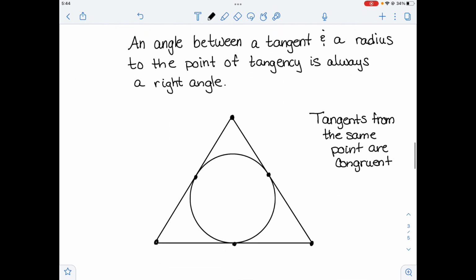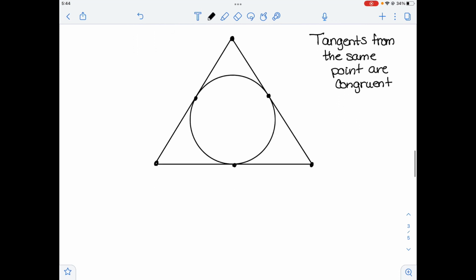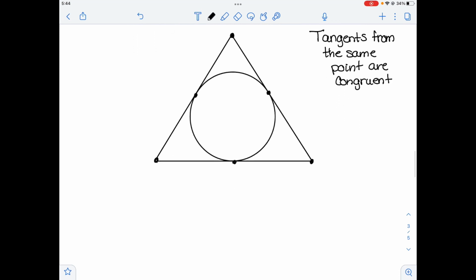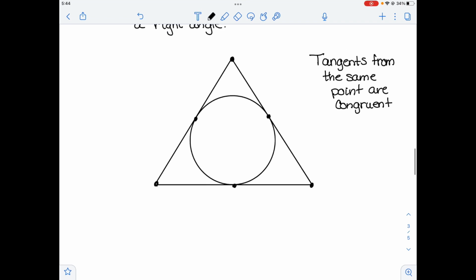Another thing you need to know is when we have a circle that's inscribed inside of a triangle, if the tangents come off from the same point, you're going to have congruent sides. So, for example, I'll use a different color here. If I have this point here, and I'm coming off from here, and I'm coming off from here, these two pieces are going to be congruent. So that means if this is A, this is also going to be A.